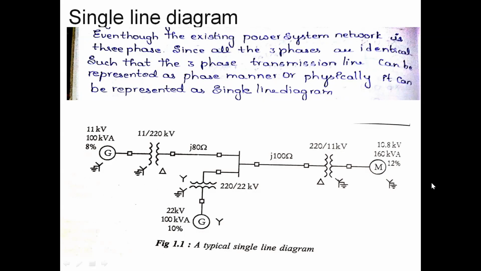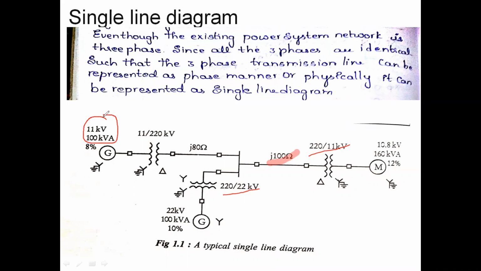From your previous knowledge you can calculate the per unit value for each and every device. Actually here, whatever values they have given, those values are the actual values. Now you can convert them into the per unit system. Actually they didn't give any base values. You can take the base values of your generator.